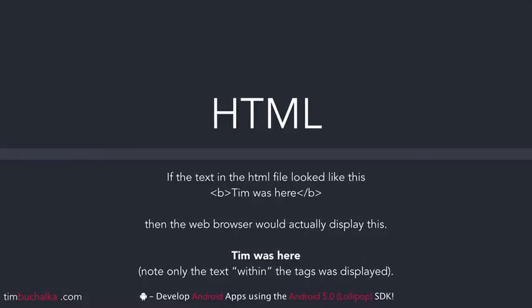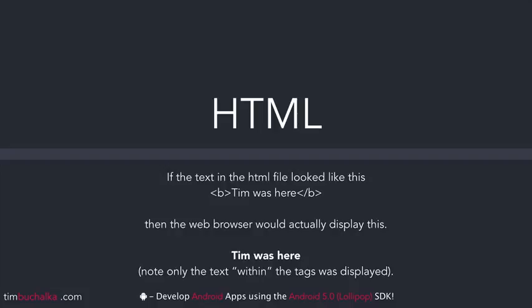So in that example, if the text in the HTML file looked like this, you can see I've surrounded the words Tim was here within two tags, the less than, B, greater than, and then the other one with the slash. The web browser would actually display Tim was here in bold, because the B command effectively means make whatever text you see within the two tags bold. And just out of interest, the slash in the second tag, the one to the right of the Tim was here text, is saying to HTML, close. Now that's the end of the statement.